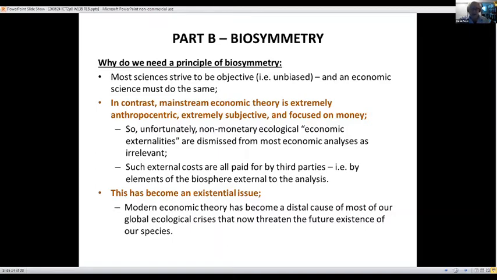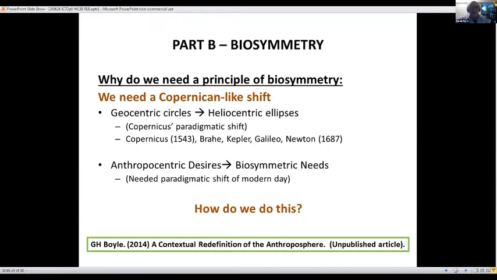Modern economic theory has become a distal cause of most of our global ecological crises that now threaten the future existence of our species. We need a Copernican-like shift. When Copernicus published his book in 1543, he started a paradigmatic shift that took about 140 years to reach its end when Newton finally published his Principia. We need that kind of a paradigmatic shift, but we need it quickly. We need to shift from the anthropocentric desires of neoclassical economics to the biosymmetric needs of some future economic science. And we need it in a hurry.